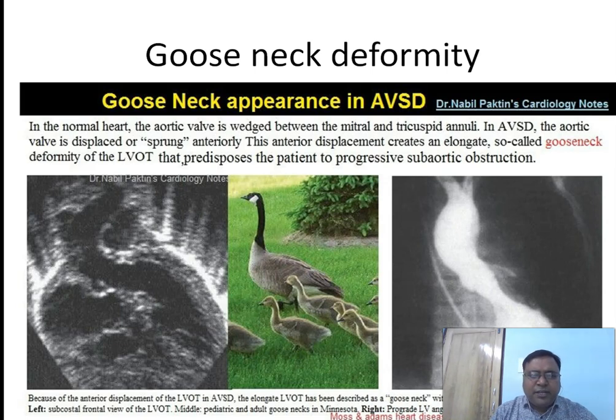In goose neck deformity, in a normal heart, the aortic valve is wedged between the mitral and tricuspid annuli, but in AV septal defect, the aortic valve is displaced or swung anteriorly. The anterior displacement creates an elongated so-called goose neck. This is the goose neck deformity that we are getting in a case of AV septal defect. So this classical goose neck appearance is seen in your AV septal defect.